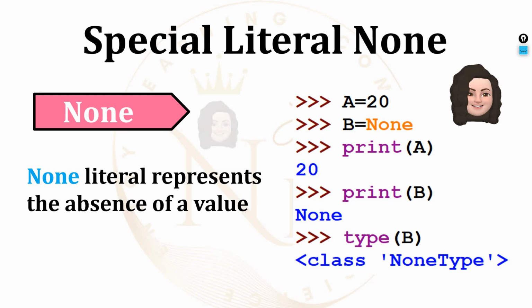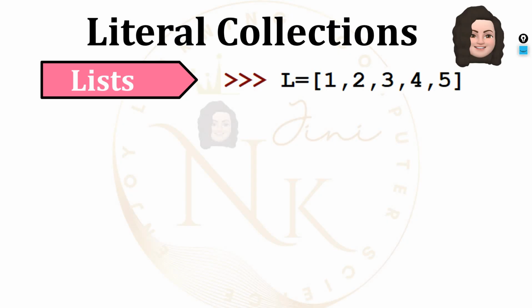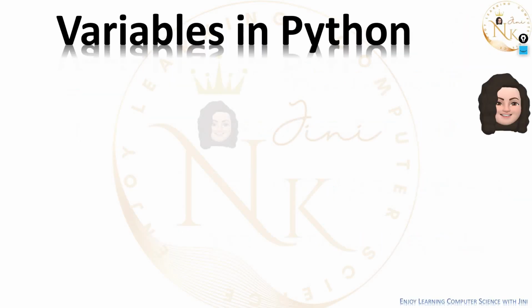So we have a data type called NoneType. I am assigning A is equal to 20, B is equal to None. When I am printing B, what is it printing? None. So what is the data type of the variable B? It is NoneType. So the special literal is None. The next one is literal collections. Literal collections can be list, tuple, dictionary and sets. We will be learning these in detail in the coming sessions.